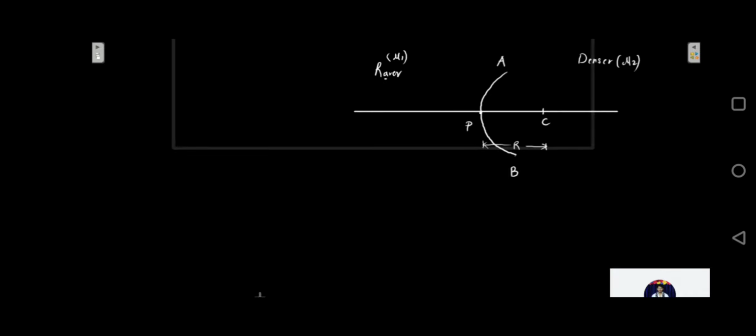Let us consider a point object O, which is placed on the principal axis in the rarer medium. So I will place my object over here. Let's say that the object is O. I have placed it on the principal axis in the rarer medium on this side. Starting from point object O, a ray ON is going to be incident on the refracting surface APB.